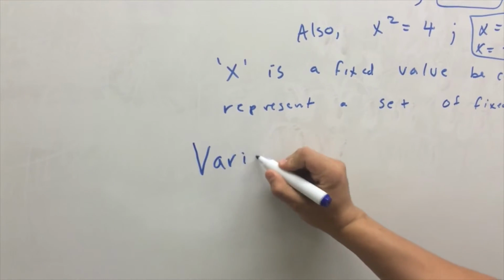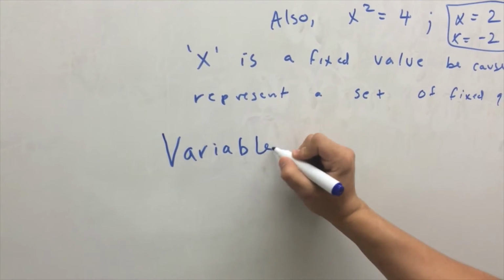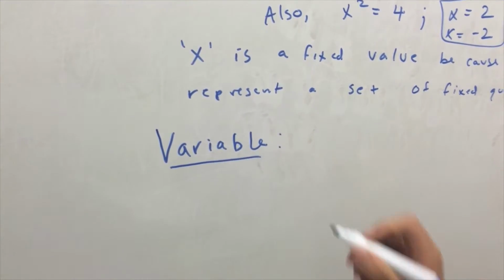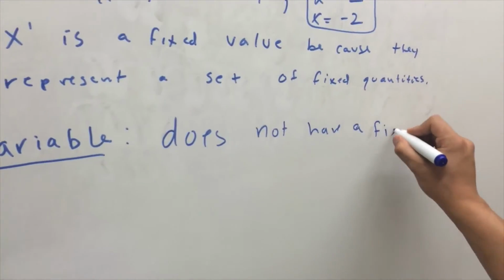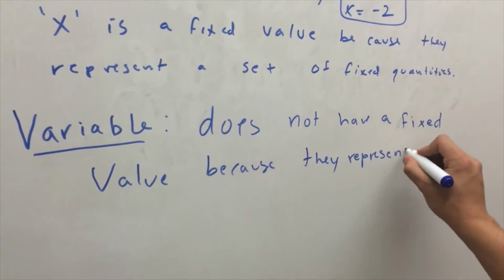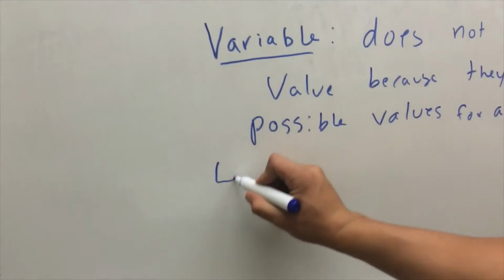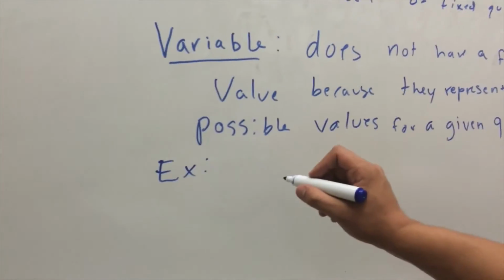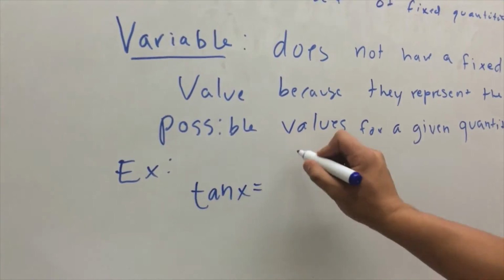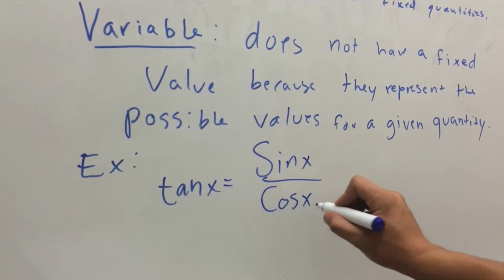The second thing I want to define is variable. See, variable is very different from an unknown. A variable does not have a fixed value because they represent the possible values for a given quantity. Here's an example. Tangent x is equal to sine of x over cosine of x.